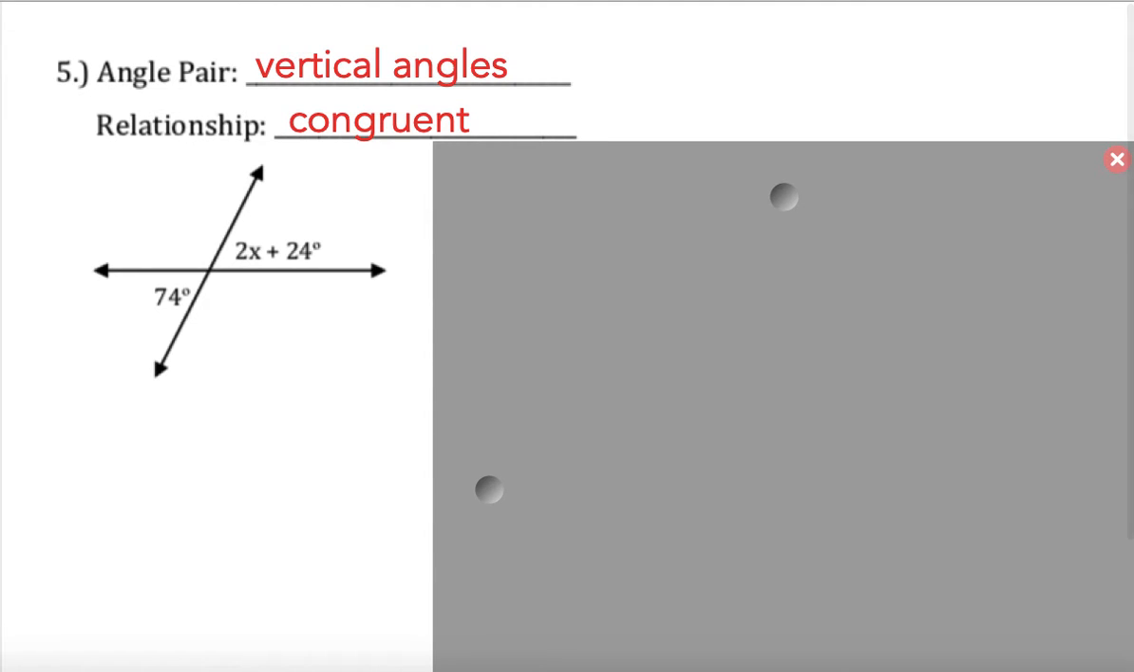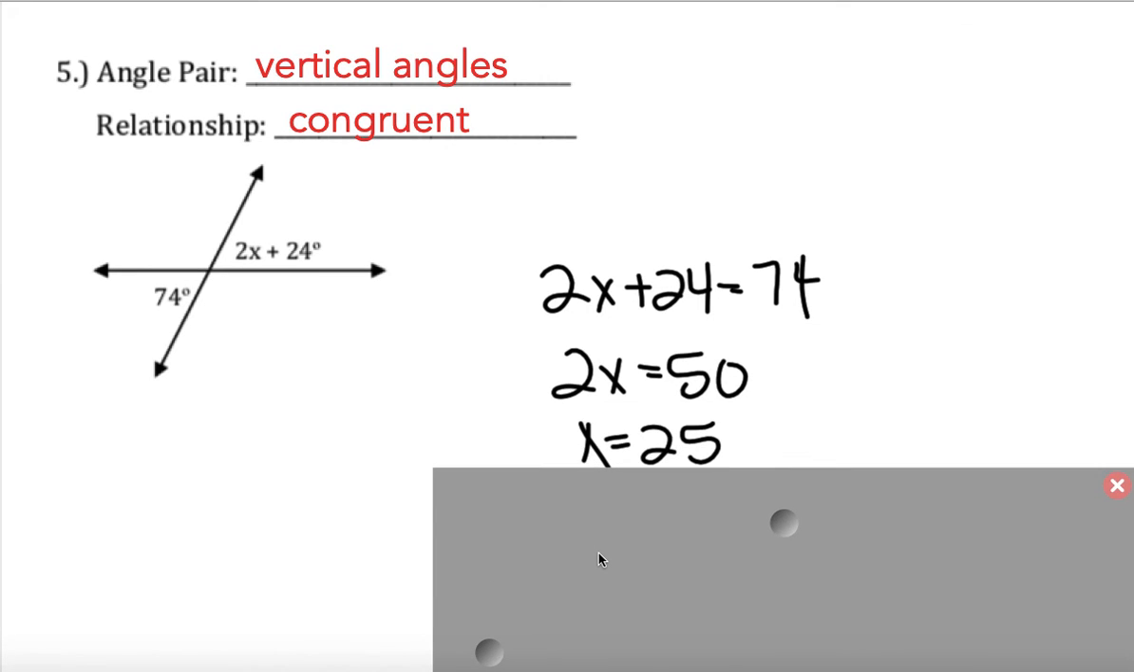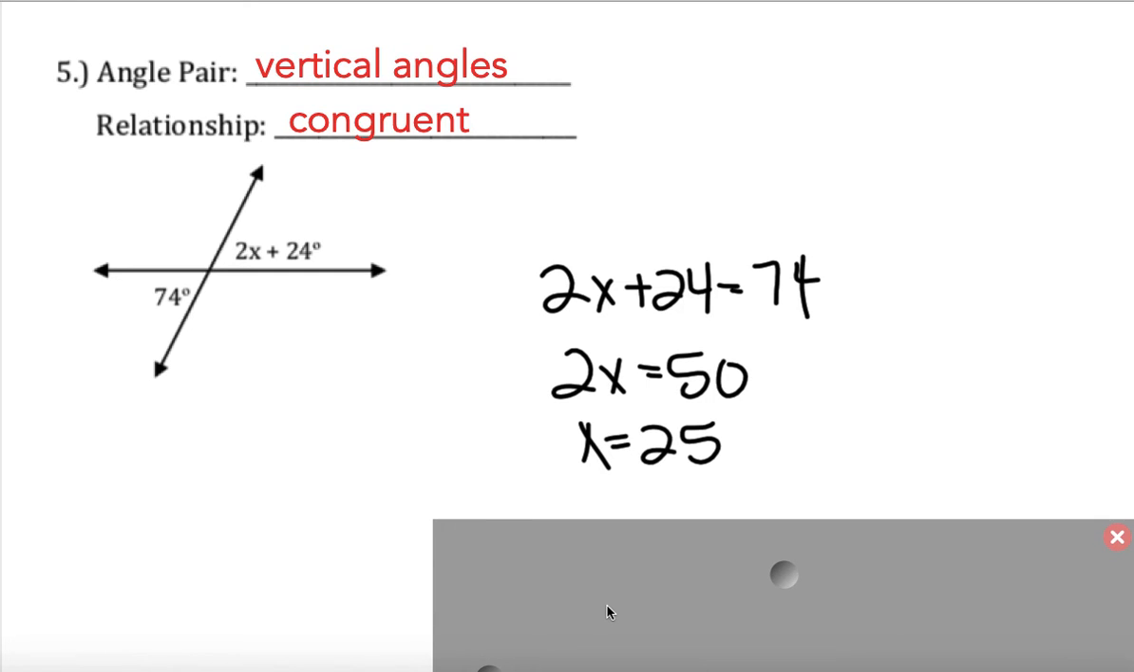On example 5, these were again also vertical, and so we'd have 2x plus 24 equals 74. And then just 2 steps to solve. Subtract 24 from both sides, divide by 2, and x equals 25.